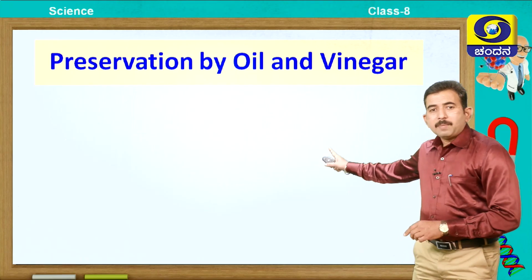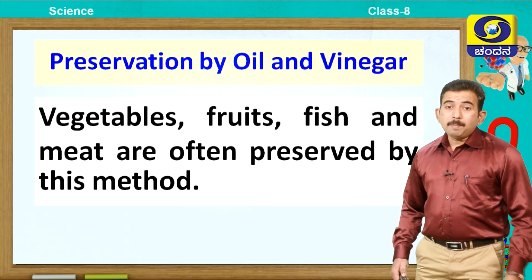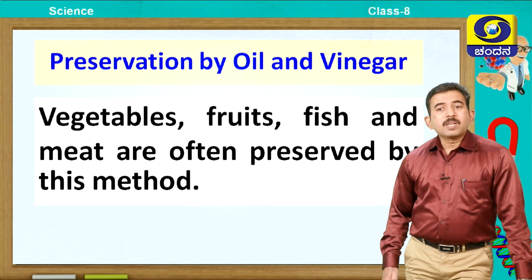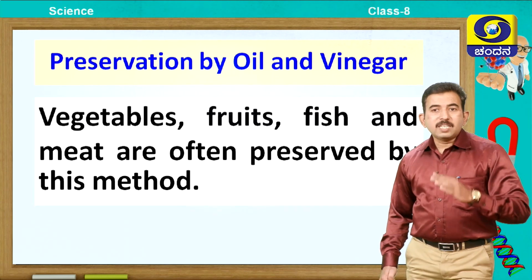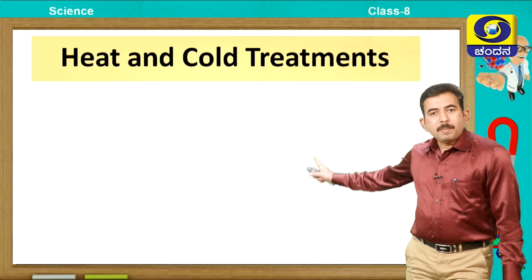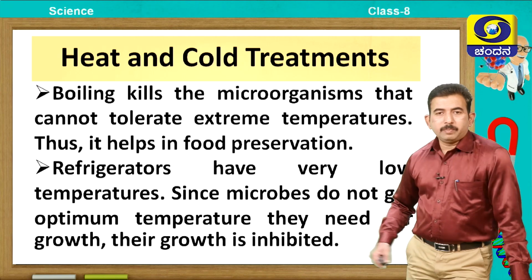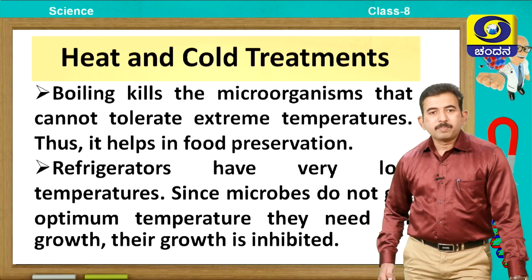One more method is preservation by oil and vinegar. Vegetables, fruits, fish, even meat products are preserved by this method. Oil seals the food from microbial attack. Next, one more method, heat and cold treatments. Now let us discuss this method, that is heat and cold treatments.